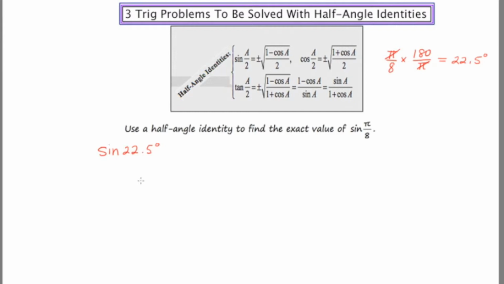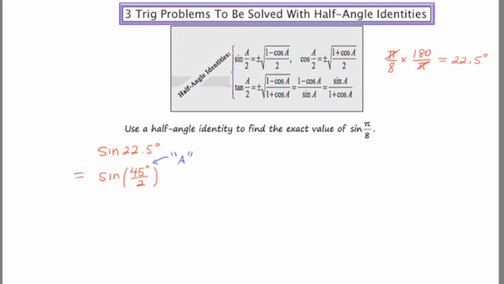Now, 22.5 is not a benchmark angle that you've memorized. However, it is half of a benchmark angle you've memorized, and 22.5 is half of 45. So I'm going to go ahead and write this as the sine of 45 over 2. In doing this, I can clearly identify what A is. As we look at the identities in the box on the top, I need to have A over 2. So in this case, the A is aligned with 45.